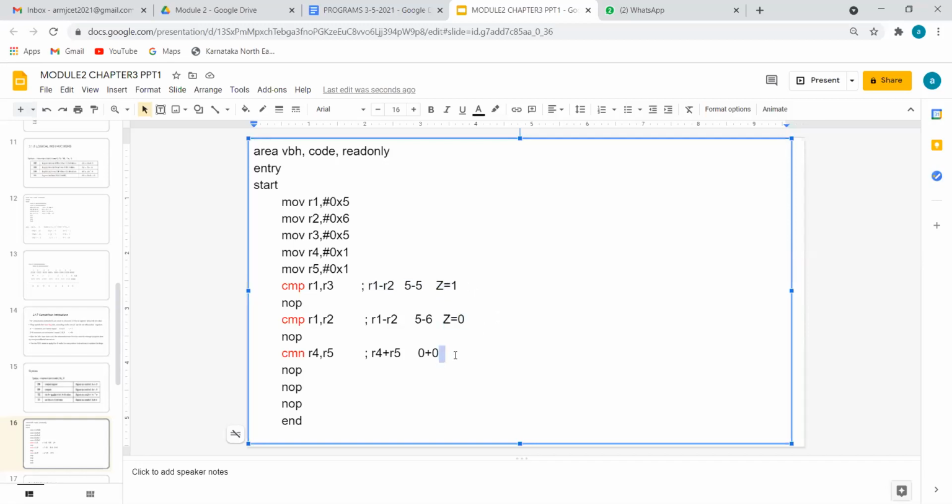Okay. There is a special instruction called CMN, which updates the CPSR. Okay, it updates the CPSR as a result of R4 logical OR with 5.